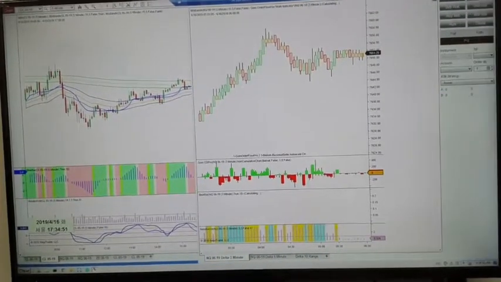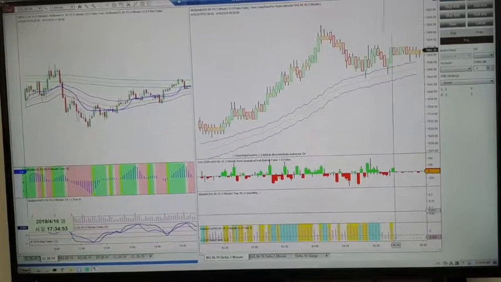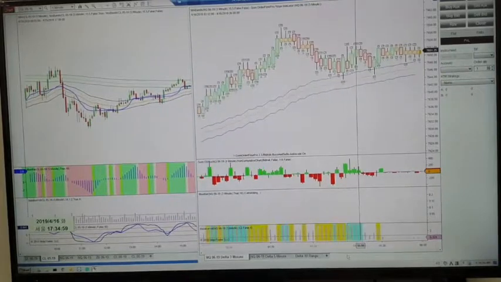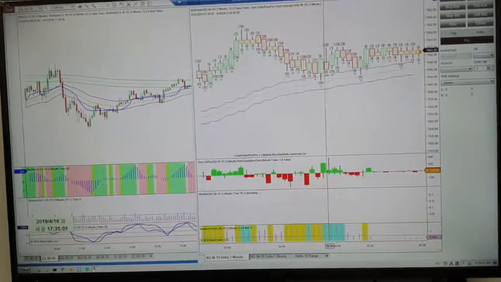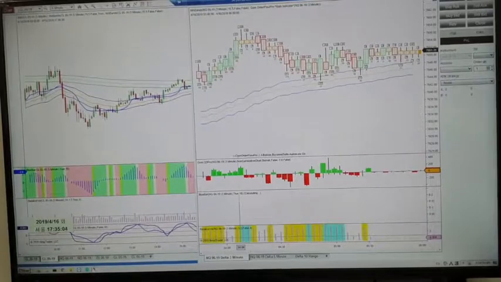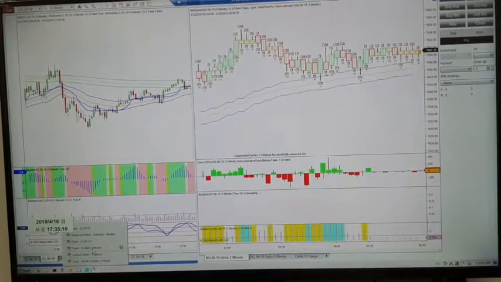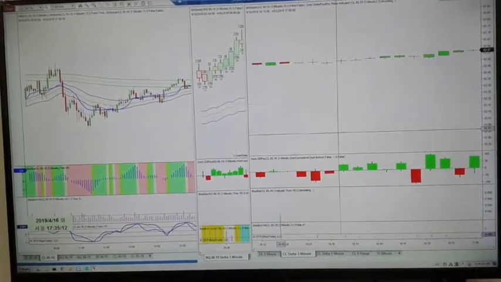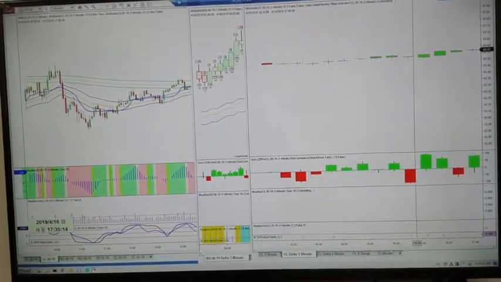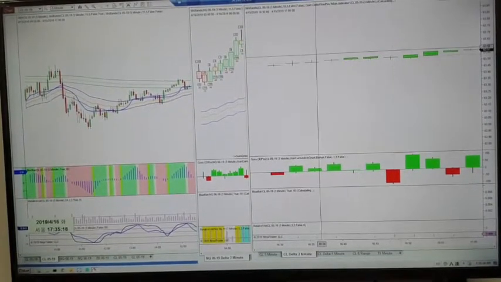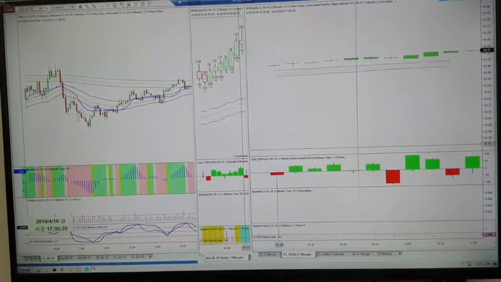So, let's go to this. This is a 3 minute chart of the Nasdaq futures. Let me show you the crude oil futures market. This one is still calculating. Let's look at this one.